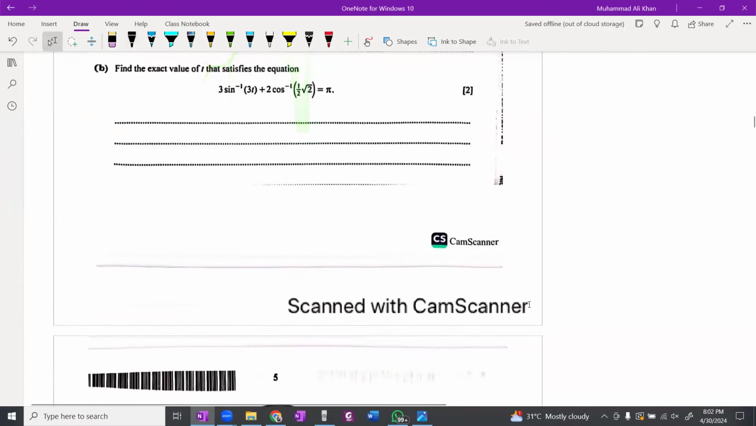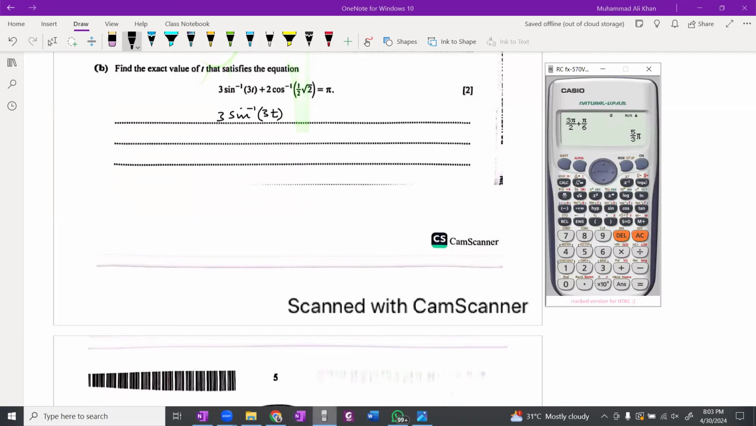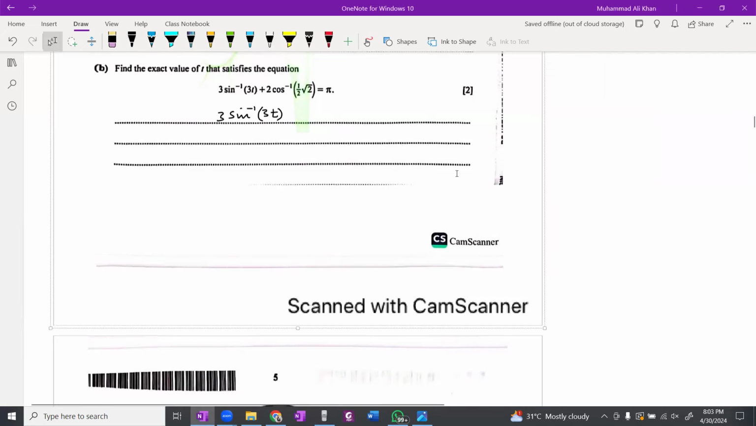Find the exact value of t that satisfies the equation. The equation is given over here: 3 sine inverse 3t plus 2 cos inverse of root 2/2 equals pi. We have to calculate the value of t. So now 3 sine inverse 3t, and cos inverse of root 2/2 is π/4. So plus 2 times π/4 equals pi.